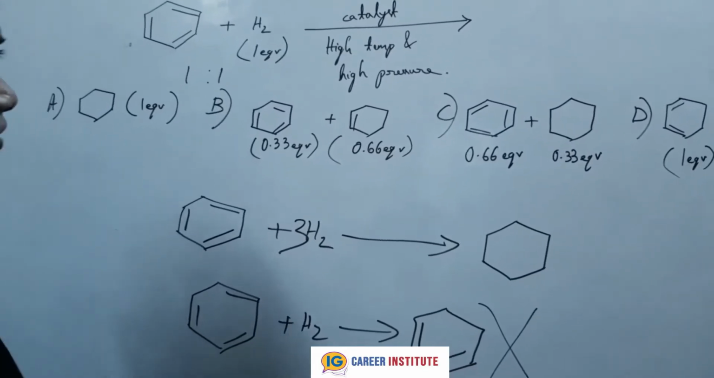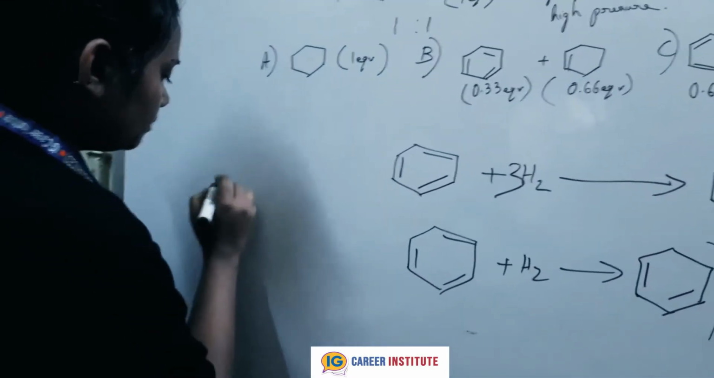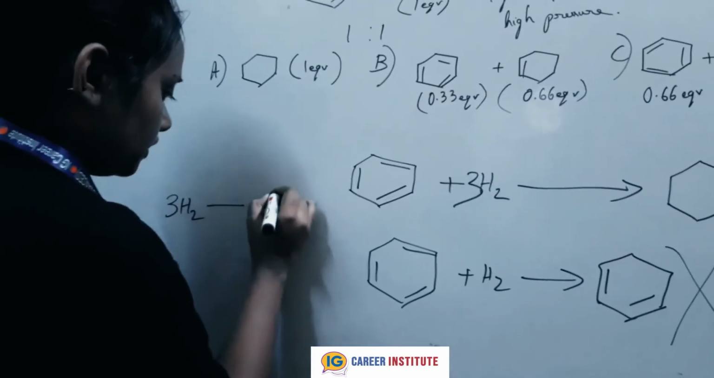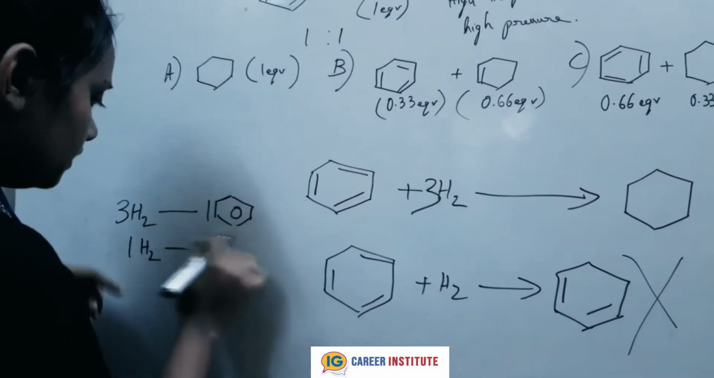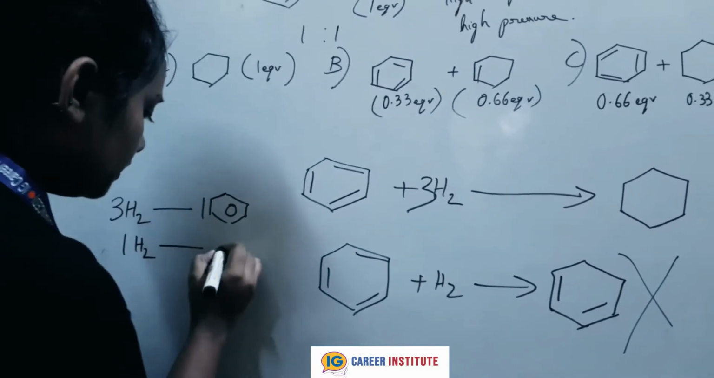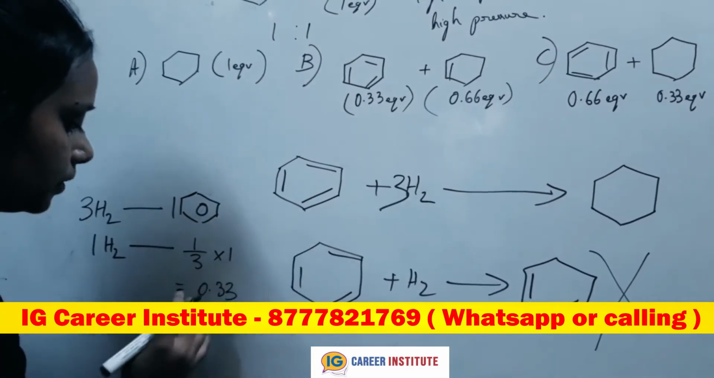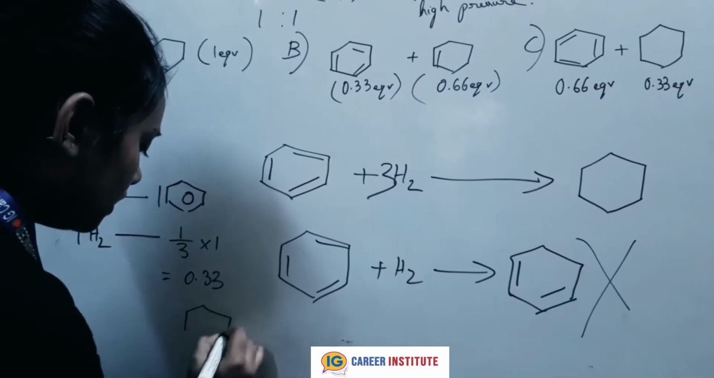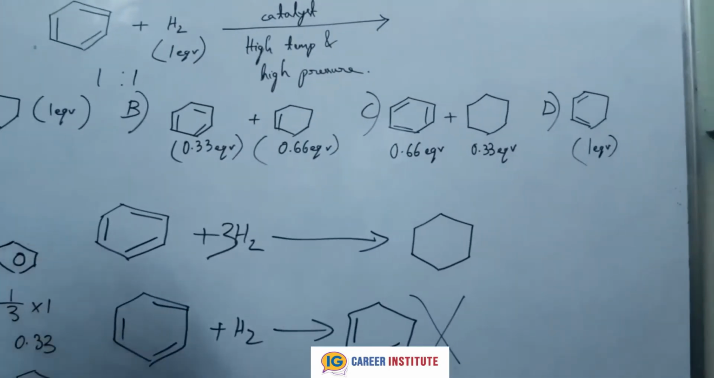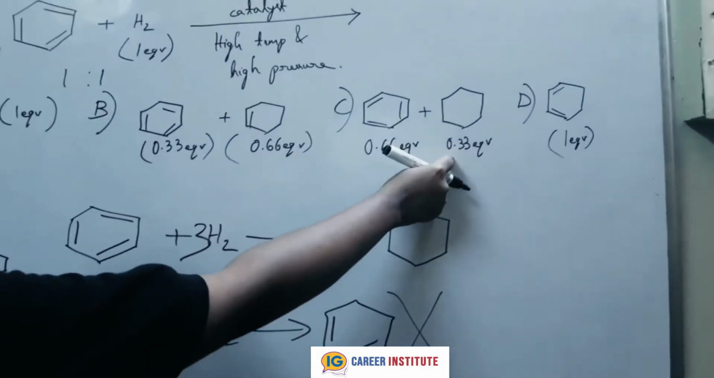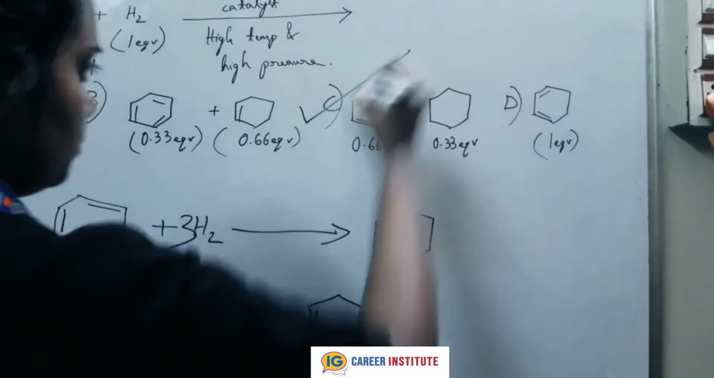Okay, so what's the correct option? So for one benzene, 3 hydrogen molecules are required for hydrogenating one benzene. Right, for one benzene. So one hydrogen molecule, what percentage of benzene will be hydrogenated? That is given by 1/3 into 1, that is 0.33. So 0.33 part of benzene will convert into cyclohexane, and the rest, that is 1 minus 0.33, 0.66, will remain unreacted. So which is matching with our answer is this. 0.33 equivalent of benzene has been converted into cyclohexane and the other 0.66 remains unreacted. So C is the correct option.